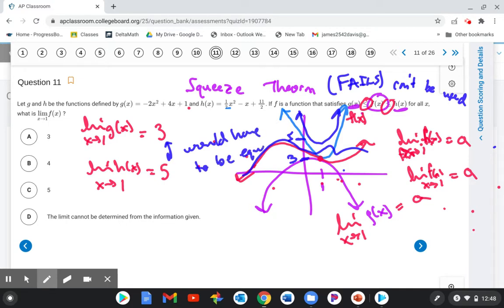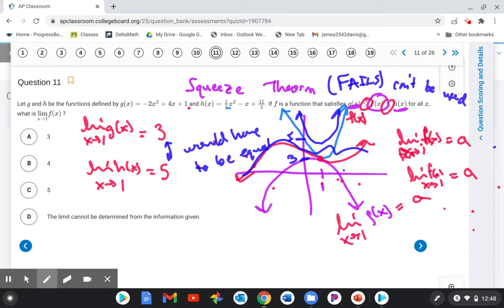If they were equal, let's say they were both 4, then we could say that the limit of f of x is 4 as well, because it's between them and they're the same. However, since these are not the same, we can not use the squeeze theorem. It doesn't do us any good in this particular case. All it tells us is the limit of f of x is somewhere between 3 and 5, but we have no idea where it is.